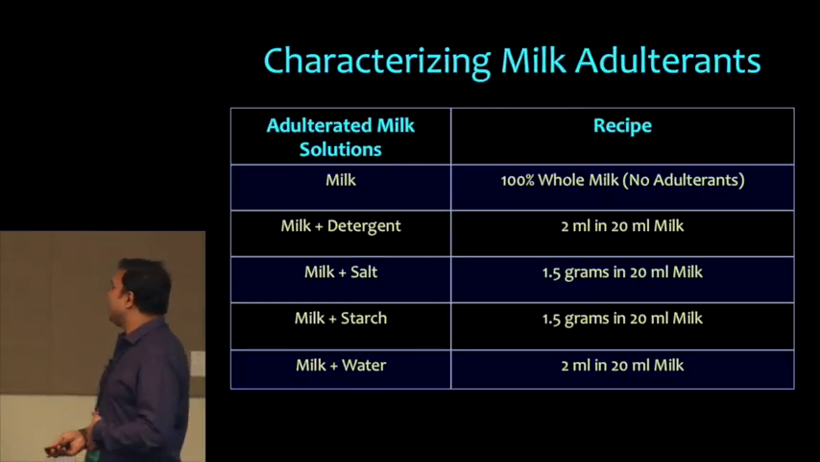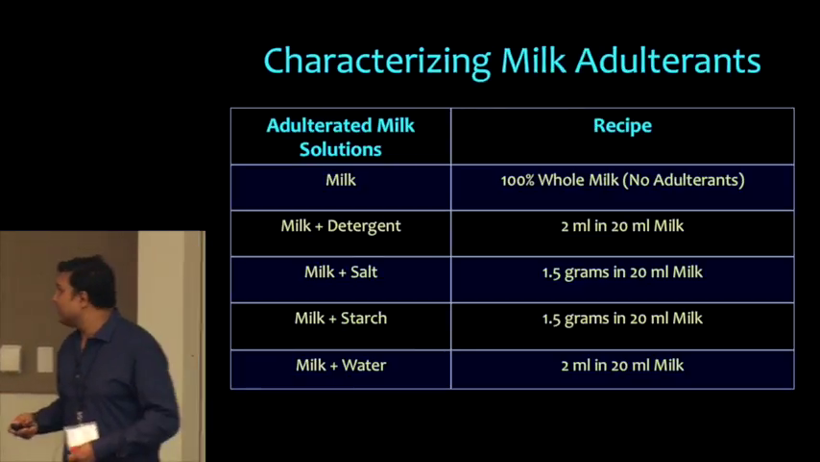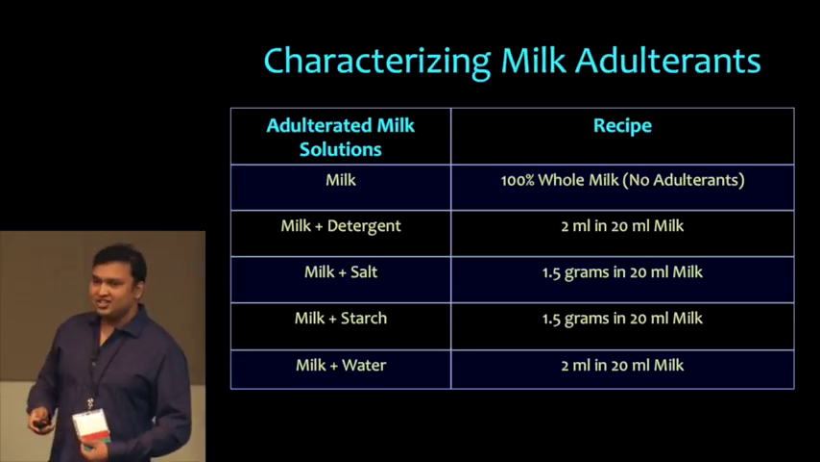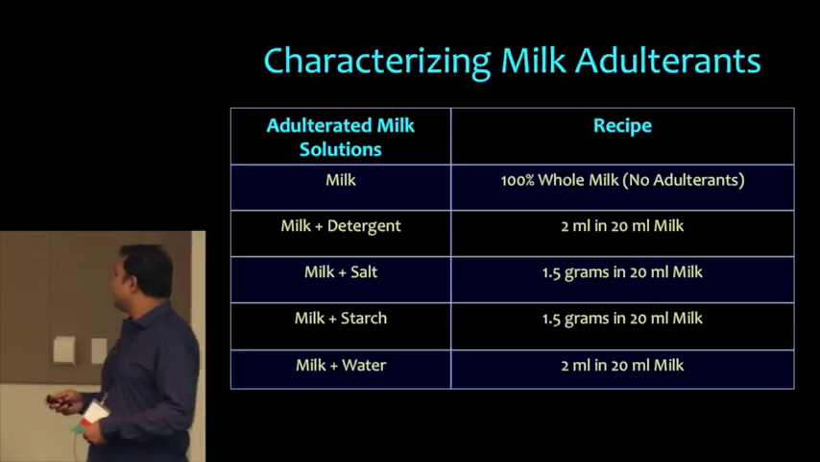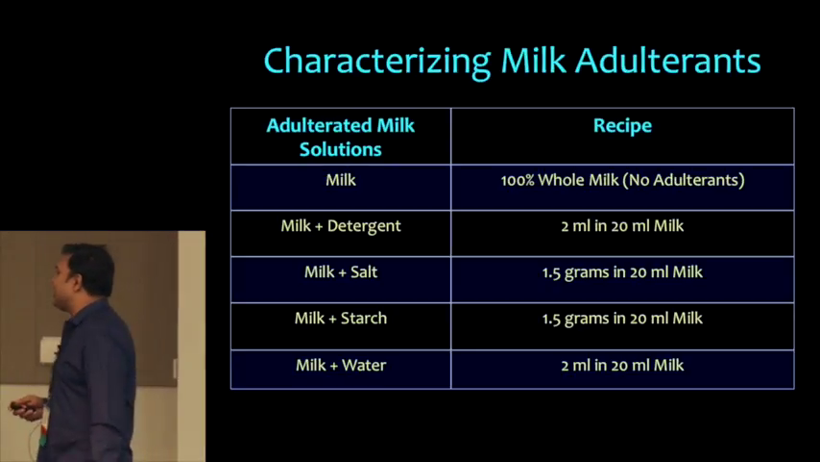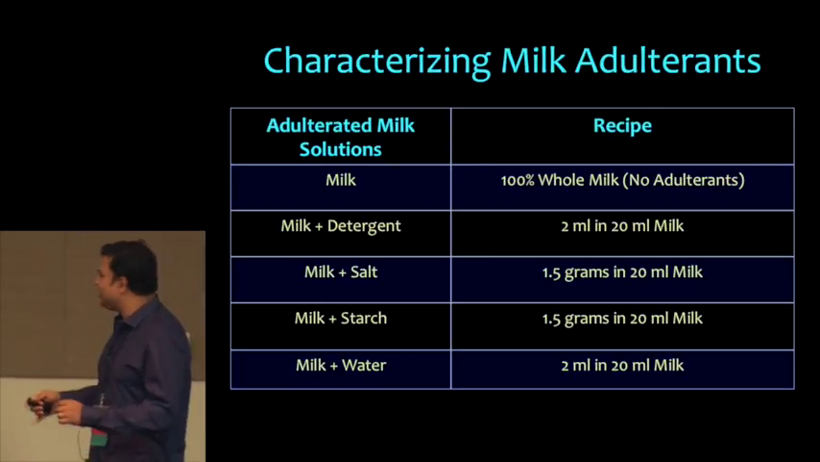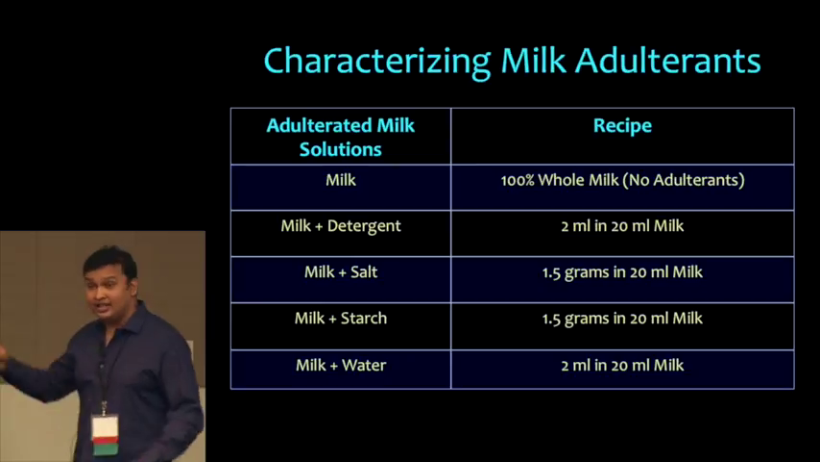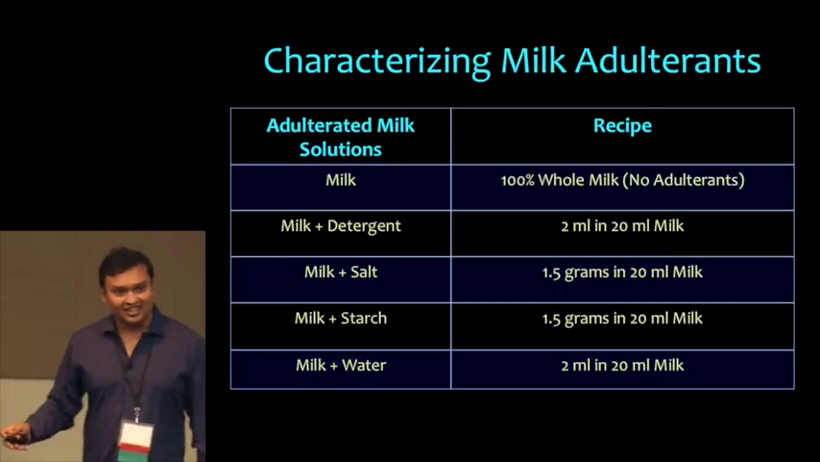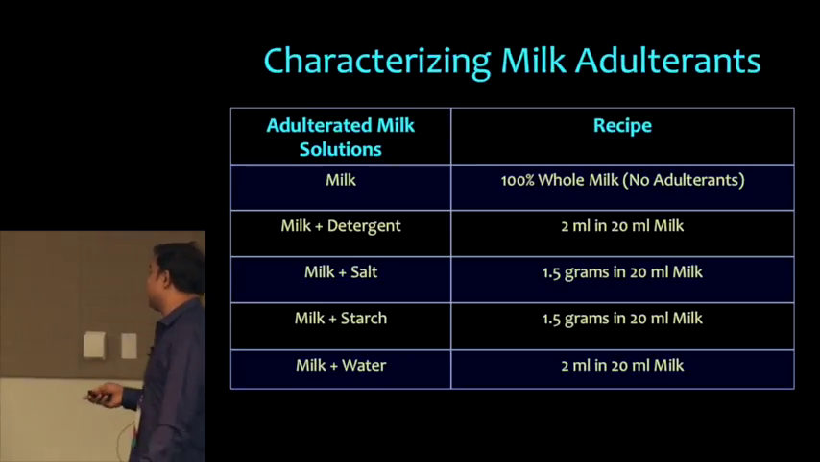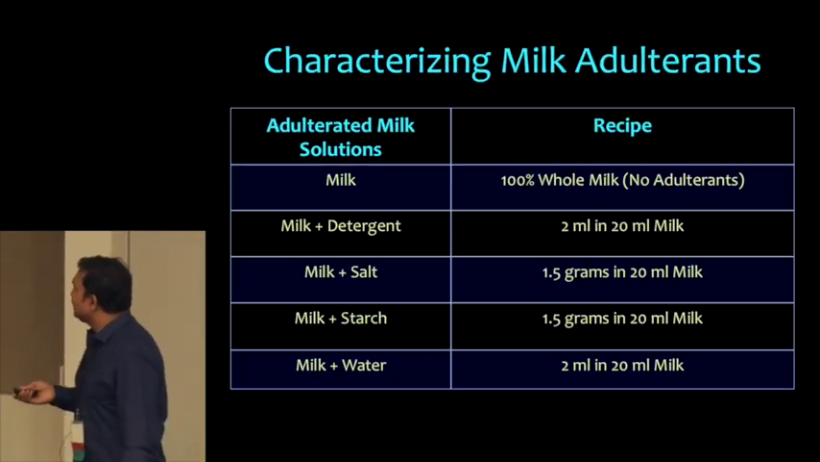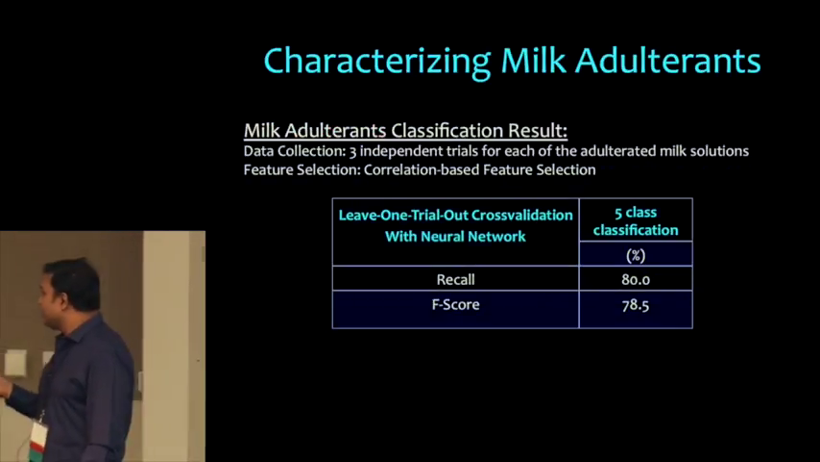The next step, we tried out if our system can characterize milk adulterants. So we produced a bunch of adulterated milk in the lab. We started off with 100% whole milk. We added detergent, salt, starch, and water, which are very common milk adulterants. Surprisingly, I was pretty surprised when I learned about that. And on the right side, you can see the recipe.